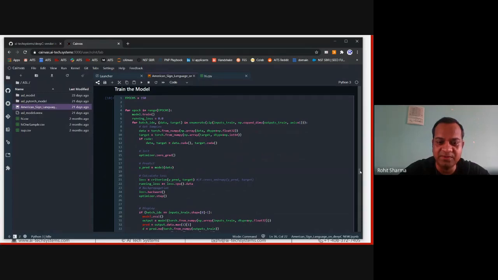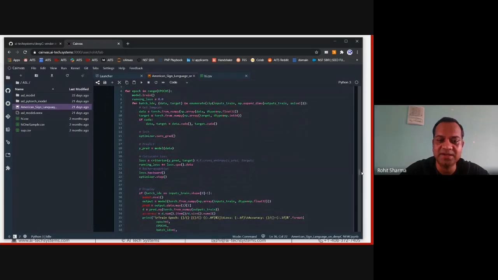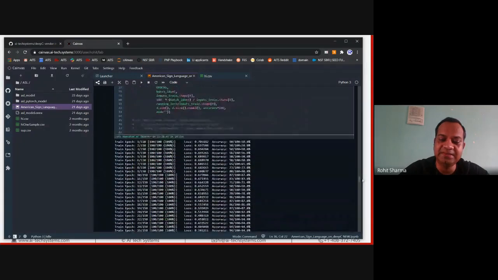So this is how you would train the model. This is typical, no magic here. It's simple PyTorch code. You go about and train the neural network. And so this is your output.